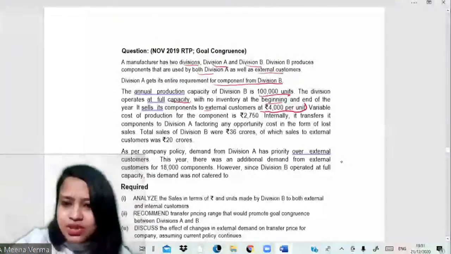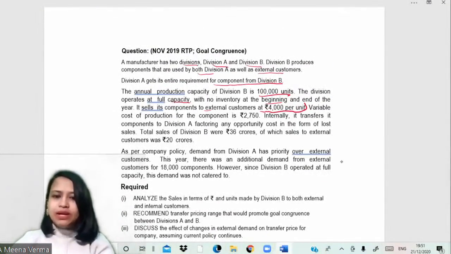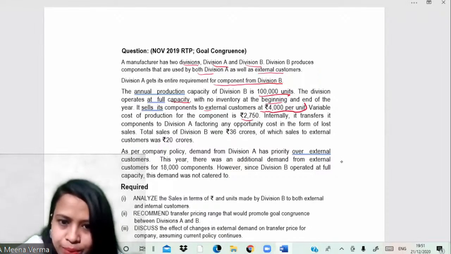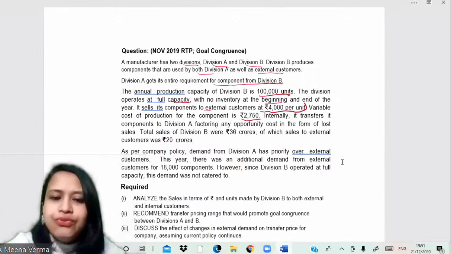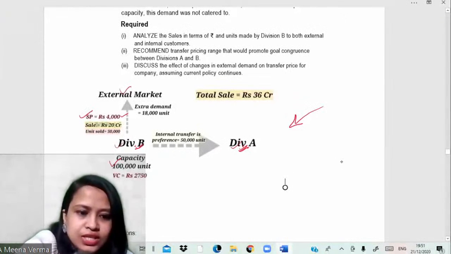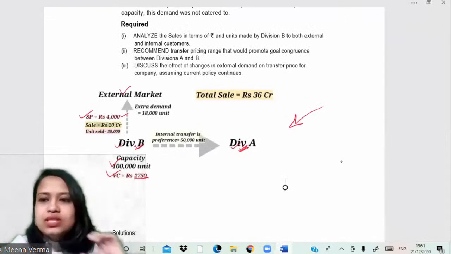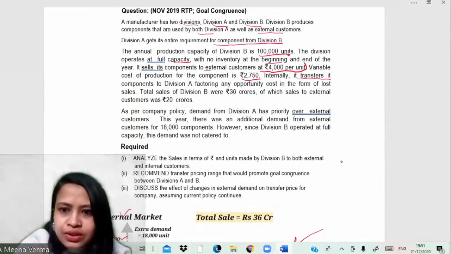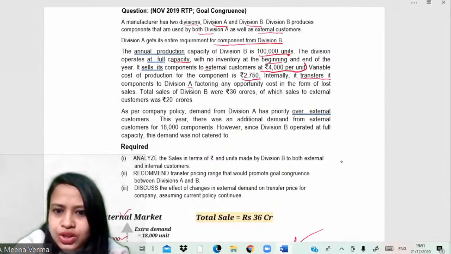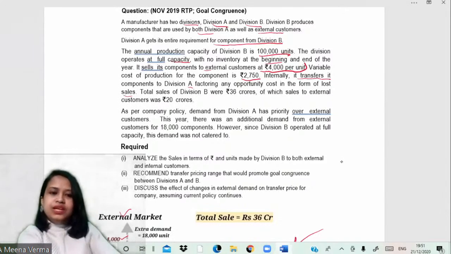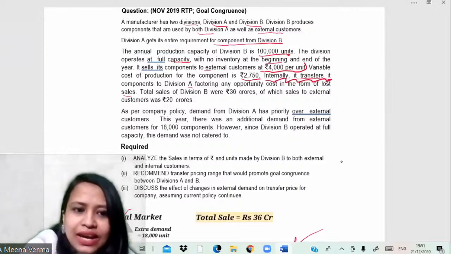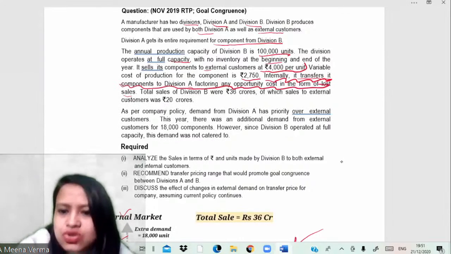They are selling to the external market at rupees 4,000 per unit. The variable cost of production for the component is rupees 2,750. This is also mentioned here. Now internally it transfers the component to Division A, factoring any opportunity cost in the form of lost sales. I want to underline this line, and we will discuss it while solving the question.